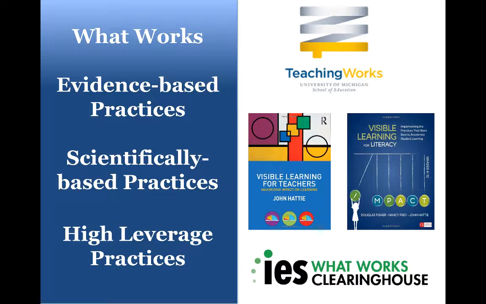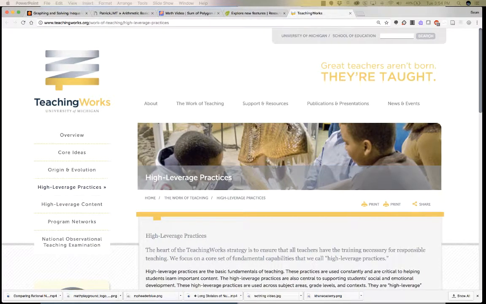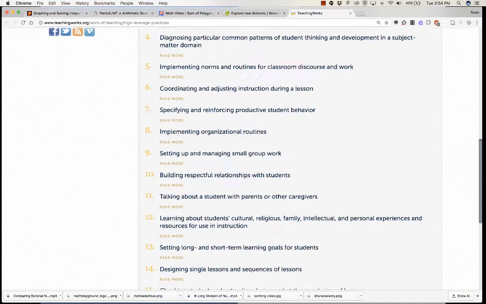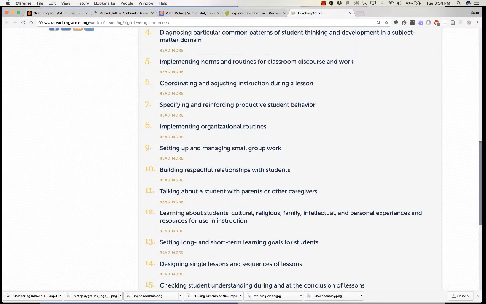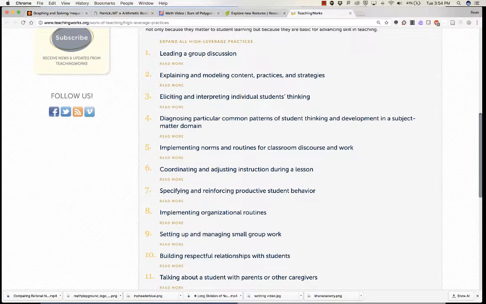I want to go to Teaching What Works, actually. Teaching What Works is a site that I think everyone should be familiar with. And the reason I say at least educators should be familiar with it is they've identified 19 high leverage practices. And each of these practices, they say, is really important for an educator to understand and be able to actually intervene with, because they'll go a long way of supporting the needs of individuals with disabilities.